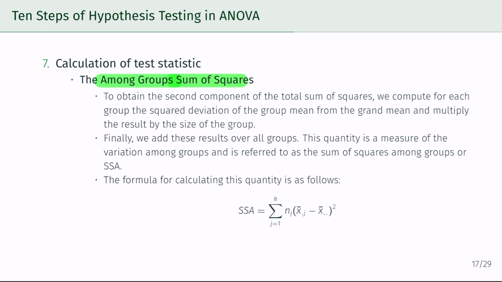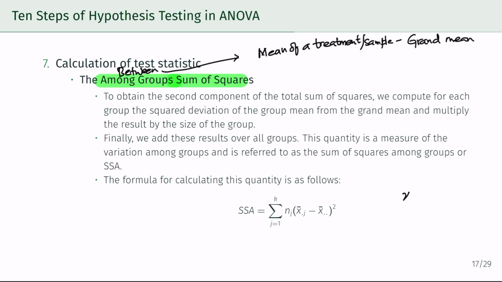And the last one, among group sum of squares, also called between group sum of squares. We can also call it between; it doesn't make a difference. Here, remember that between represents the difference between the mean of a treatment or sample minus the grand mean. So we have x bar of j minus x double bar, squared, and if we sum all of them up, that gives you the value for the between groups or the among group sum of squares, represented by SSA.